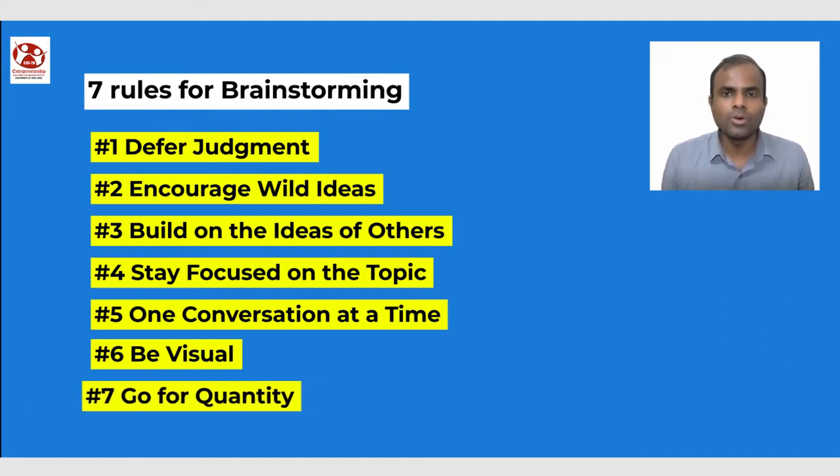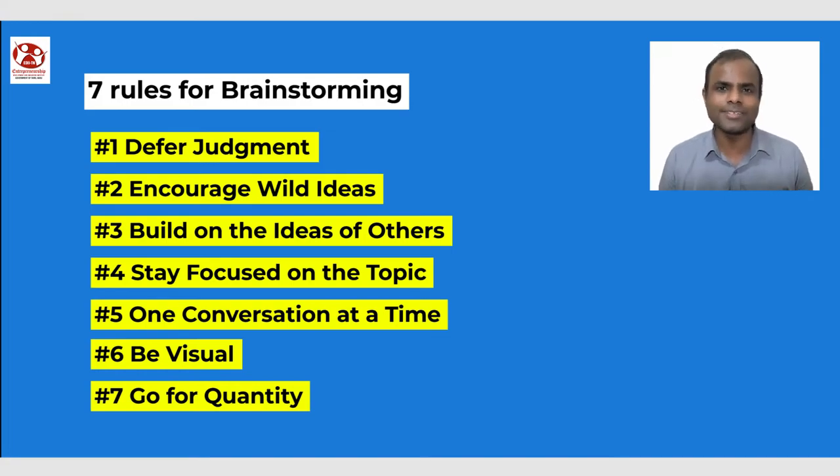Rule number 7, go for quantity. Remember, quantity of ideas is more important than the quality of ideas at this stage. Come up with at least 100 ideas after a discussion of close to 60 minutes. That's how quick you should be in sharing your ideas. So keep the 7 rules in mind to have an effective brainstorming session and churn out good ideas.